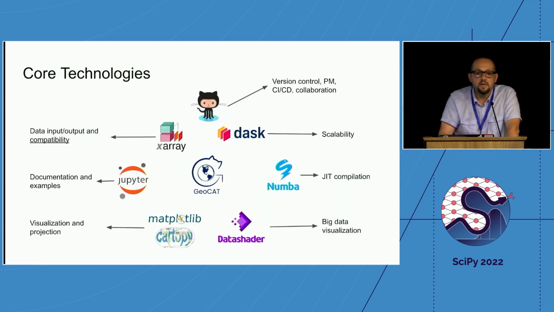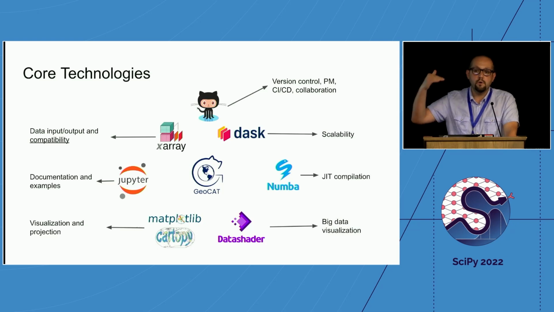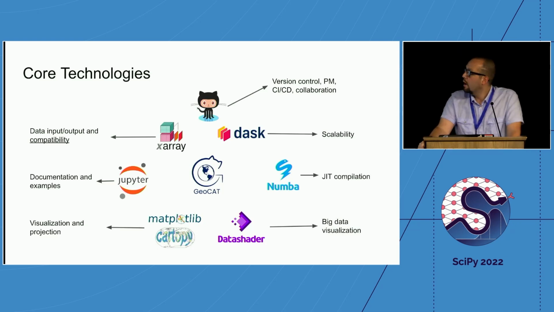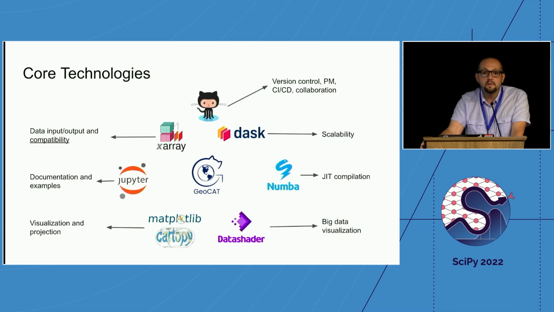Maybe before going into the individual details, we can talk about the core technologies that we are relying upon for developing our GeoCAT tools. GitHub is obvious for version control. In addition to version control, we are also putting all of our CI/CD, continuous integration and continuous delivery activities, as well as project management activities and collaboration in GitHub, again publicly.